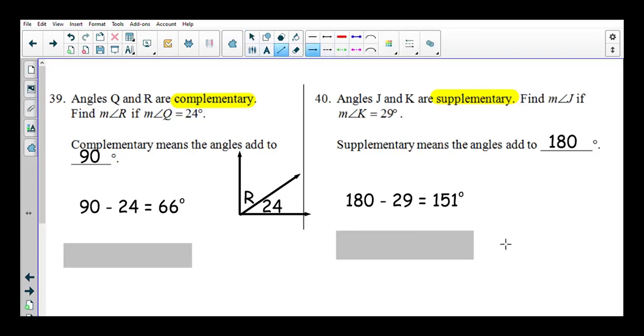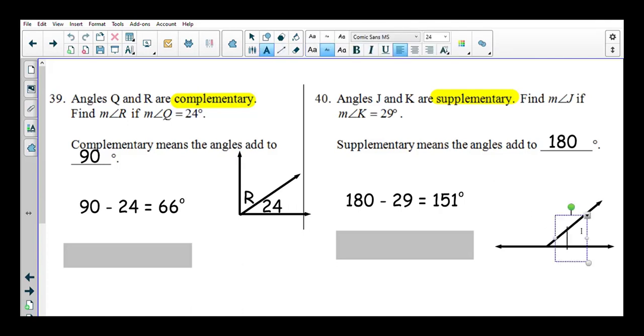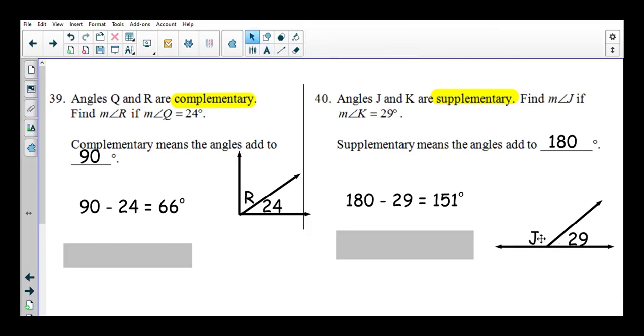Again, a way you could do this is you could make a straight line like this for a straight angle. Change my arrows there. There we go. And I'm going to give a 29 degree angle. So we could let this guy be 29 degrees. That's going to be measure of angle K. And then we can let this guy right here be J. Well, if I know they have to add to 180, take 180 minus 29 to get 151 degrees. You really need to know the terminology here, though, in this unit.